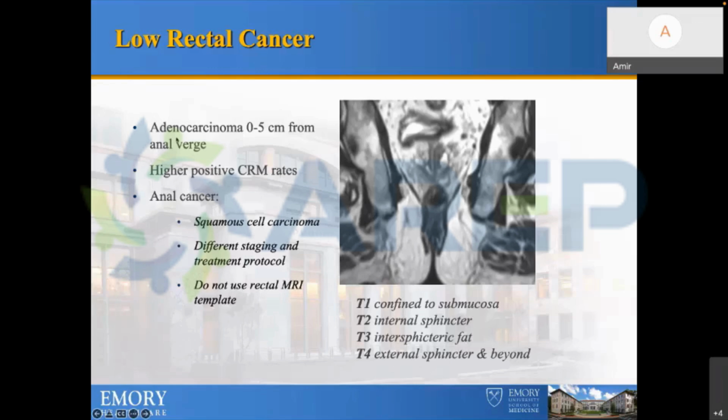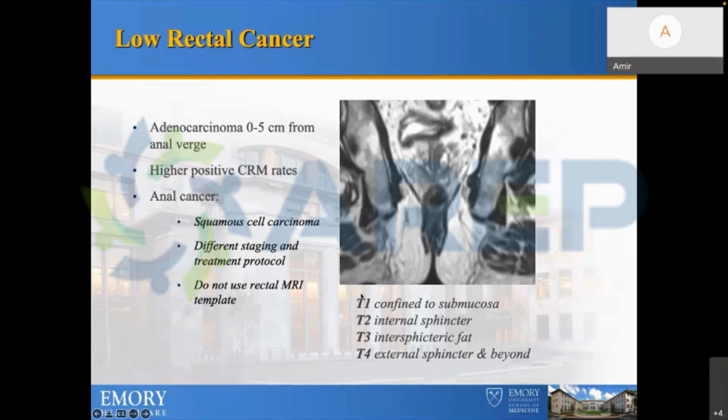We talked about low rectal tumors, which are tumors that are located from 0 to 5 centimeters from the anal verge. They have a higher positive CRM, or circumferential resection margin rate, so basically positive margins, because there's a very narrow space that this tumor extends to, and when they try to excise it, they're going to have positive margin. Remember that sometimes we have anal cancers that are squamous cell carcinoma, not adenocarcinoma, and they look very similar to low rectal cancers, but we never use the rectal MRI template. They have different staging and treatment protocol.